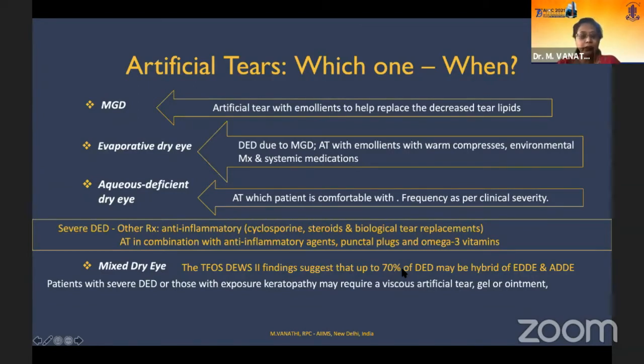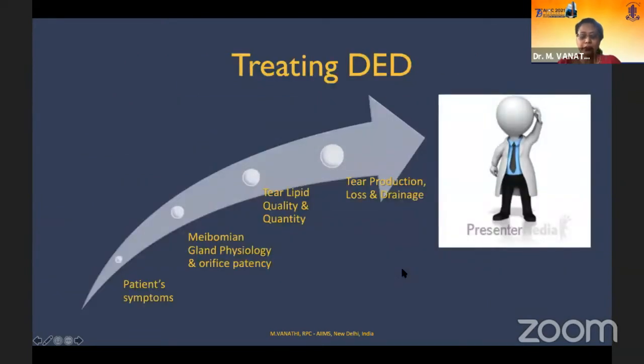If it is an aqueous deficient dry eye disease, then you would probably want to include a lot of your tear replacements in combination or separately, in order to give a sufficient viscosity and tear volume for the ocular surface to function effectively. Mixed dry eyes, up to 70% of dry eyes in current scenarios, are mixed dry eyes, where you have an evaporative and an aqueous deficient component present. So that's when a permutation and combination of these medications are probably going to work.